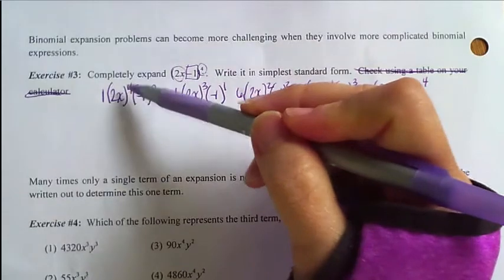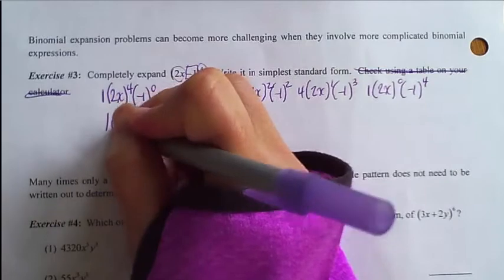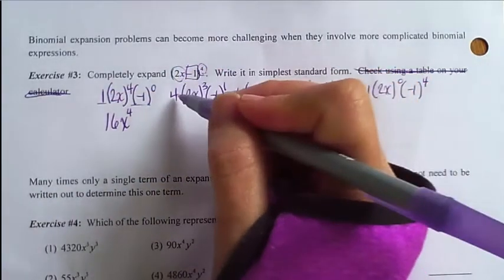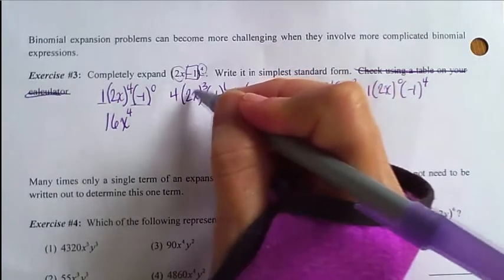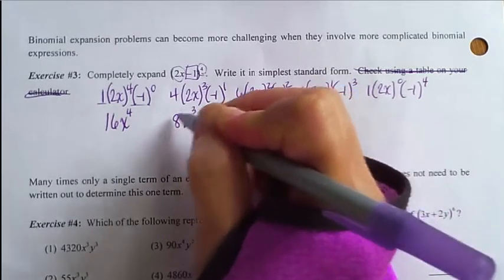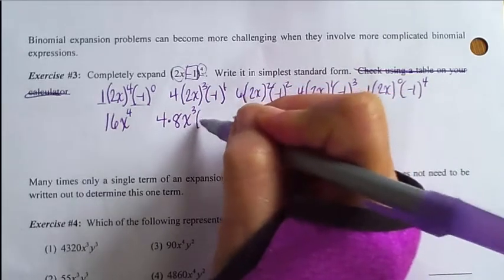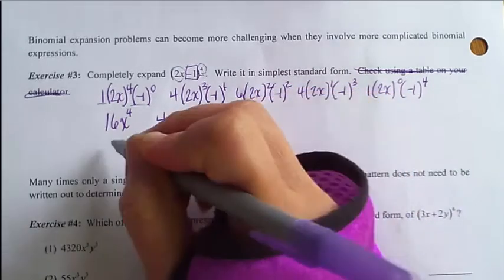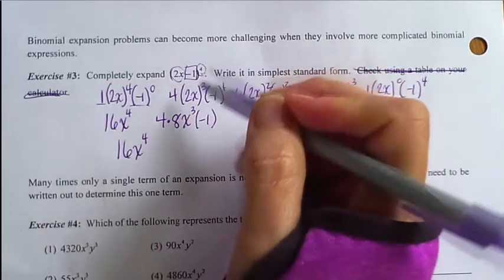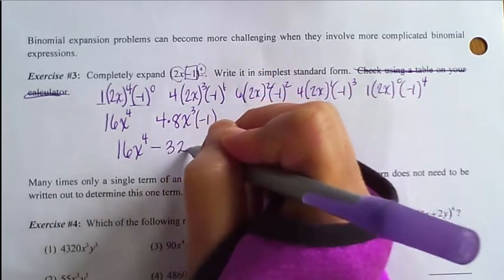2x all to the 4th is 2 to the 4th times x to the 4th. Well, 2 to the 4th is 16. X to the 4th, these are still 1s. Here I have 4 times 2x cubed. Well, 2 cubed is 8. X cubed, and that's times 4. And I have negative 1 to the 1st, so this is all times negative 1. So cleaning up, my first term will be 16x to the 4th. My second term is 4 times 8 times negative 1, which is negative 32x cubed.